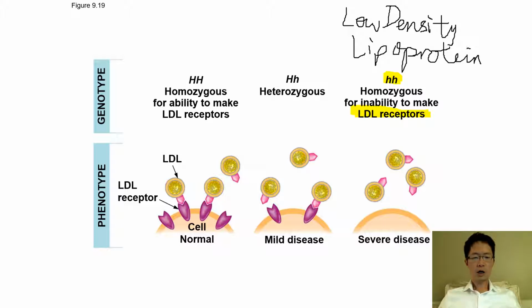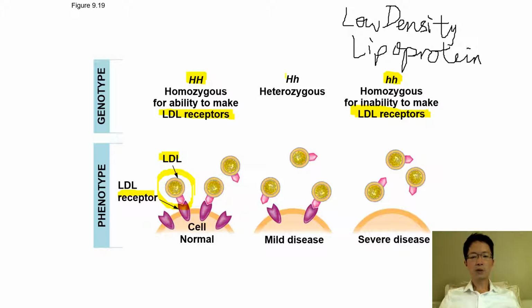But for a healthy patient, a normal patient with the homozygous dominant allele, big H, we have normal expression of the LDL receptor. Then when LDL binds to the receptor, the receptor can cause something called receptor-mediated endocytosis. So the LDL will be absorbed, will be internalized inside the cell. Then it will lower the blood LDL level.